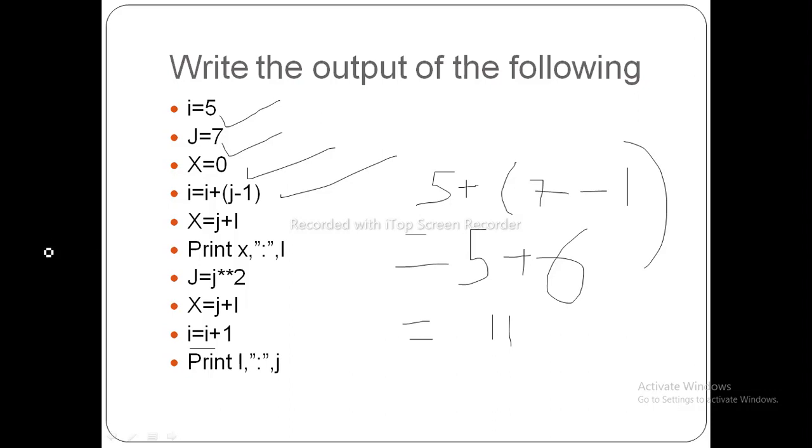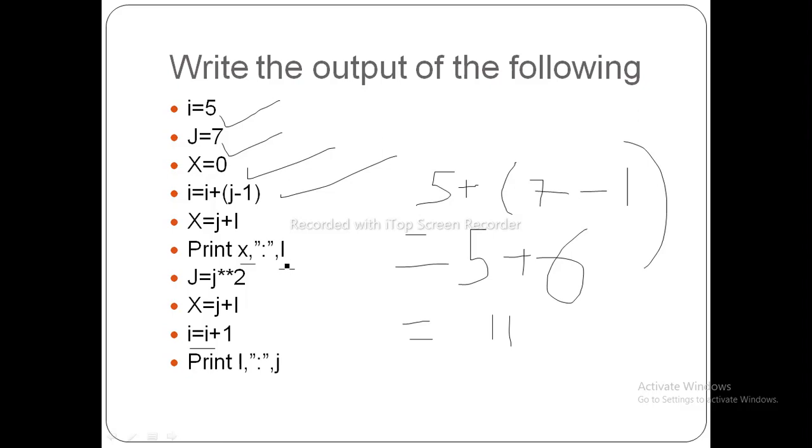x equals j plus 1. Now x equals 0, so j plus 1. What is the value of j? j equals 7, so 7 plus 1 will be 8. Now print x. Here x will be 8. And I, here we have calculated, will be 11. And j will be 8.